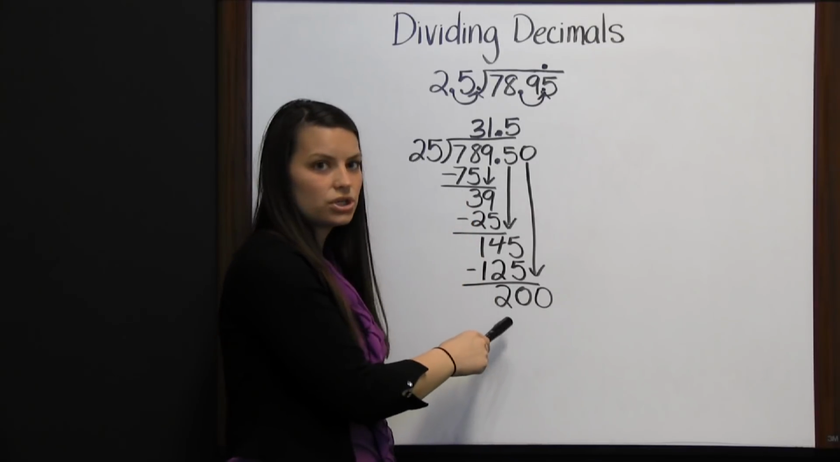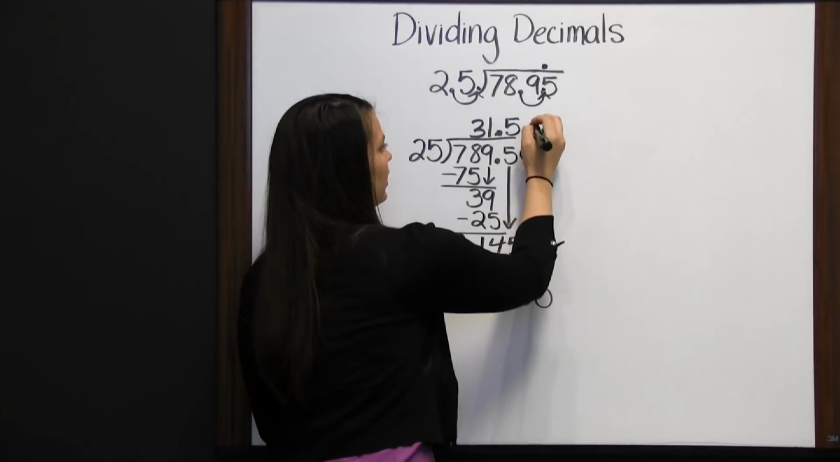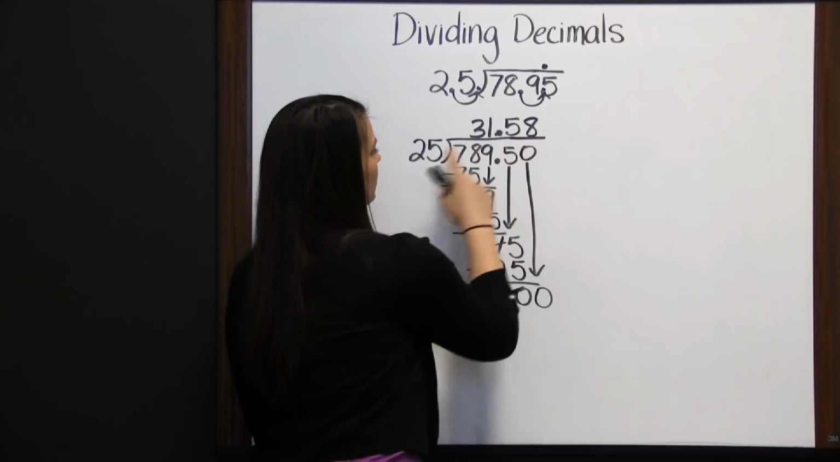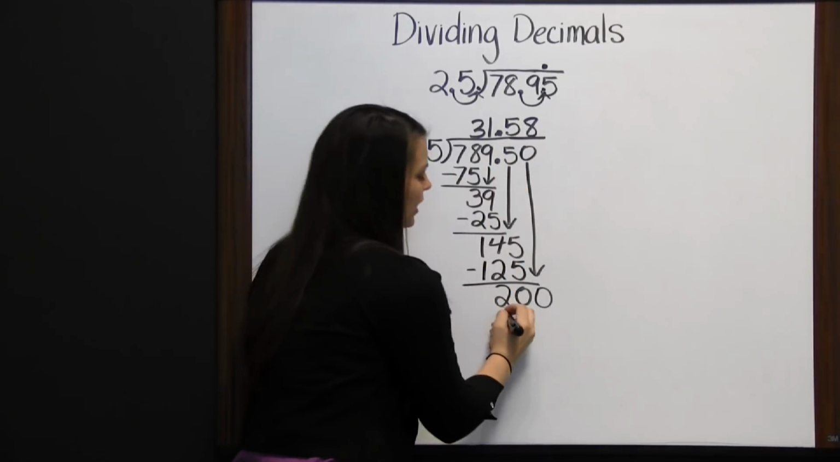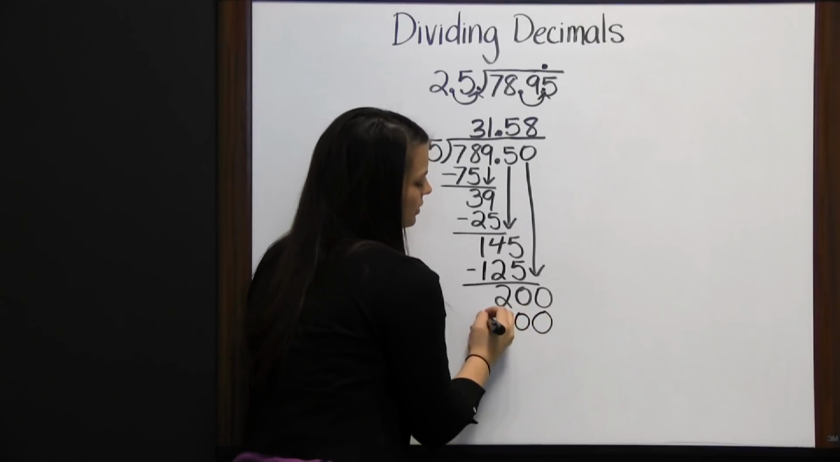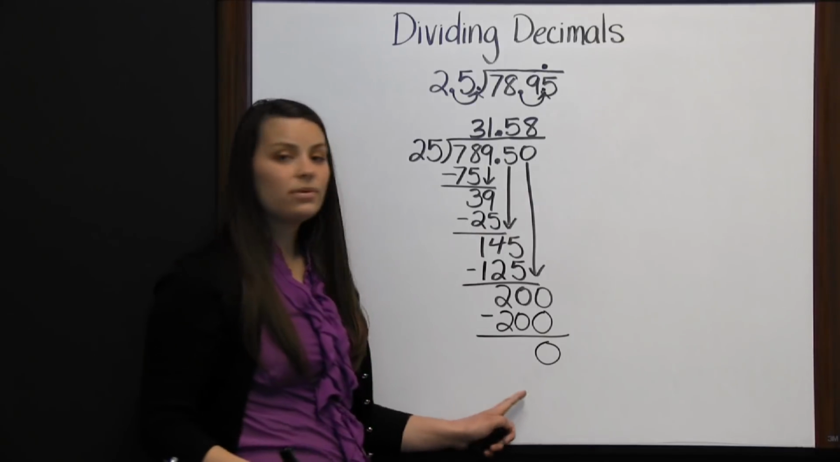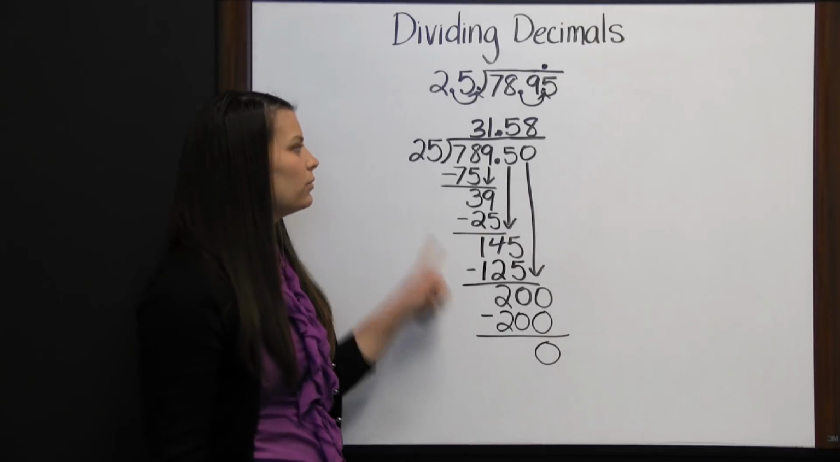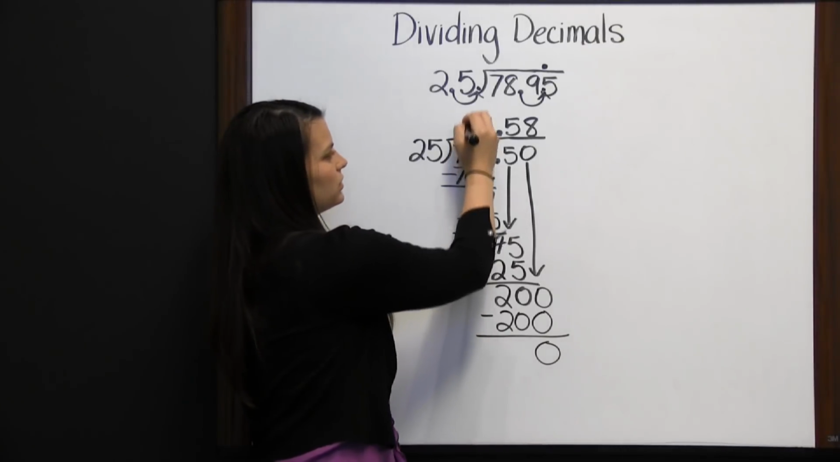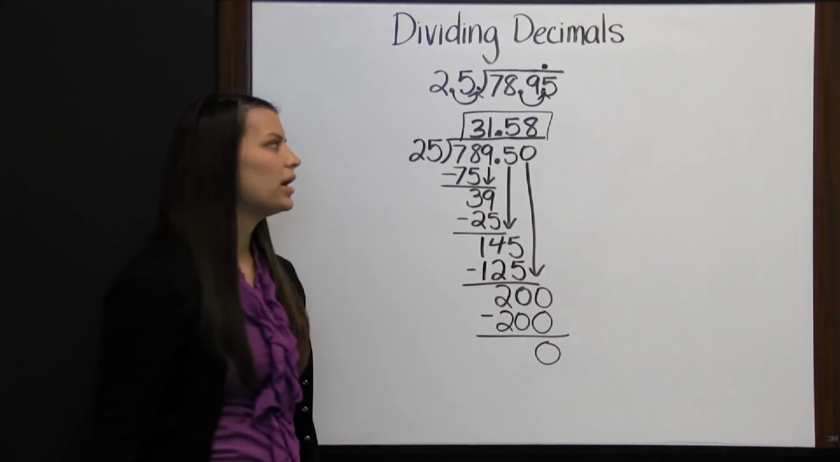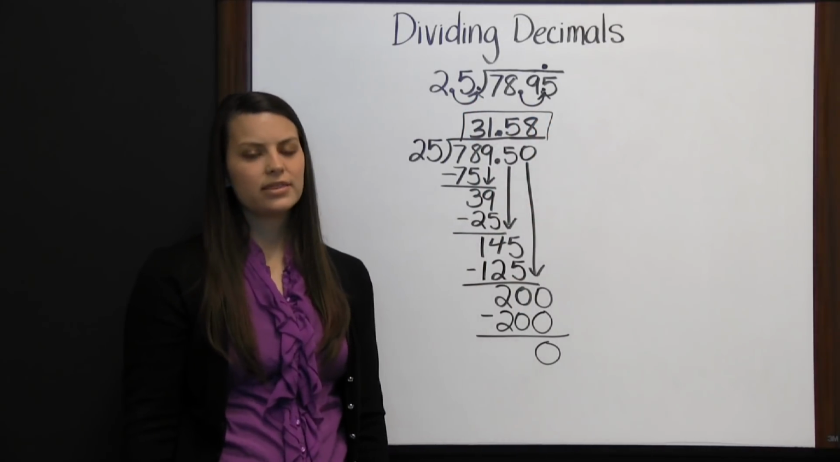25 goes into 200 8 times. 25 times 8 is 200, so that when we subtract, we get a remainder of 0. Now that we've reached a remainder of 0, we're finished dividing, and our result is 31 and 58 hundredths.